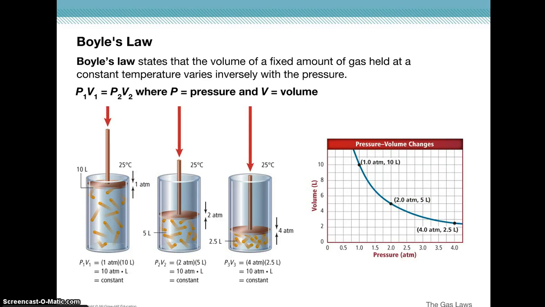Okay, second video, we're going to focus on 4 gas laws. And gas laws basically tell us how, when variables change, they're related to each other. So the first one we're going to start with is called Boyle's Law.